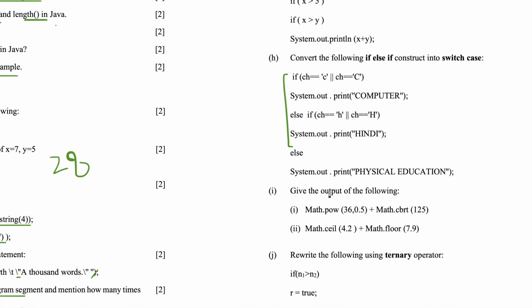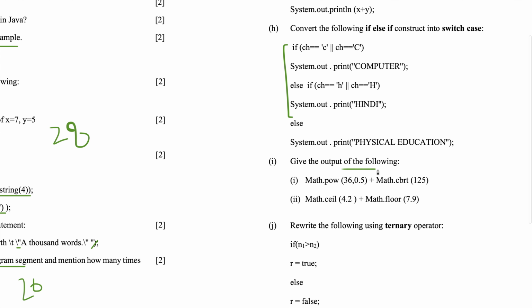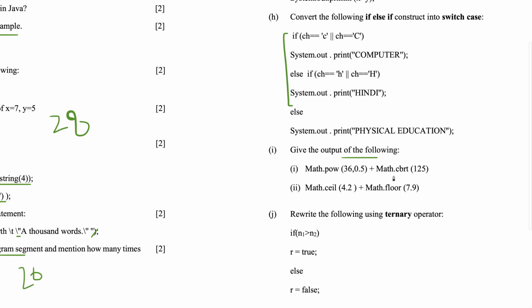Then we have, give the output of the following: Math.pow(36, 0.5) plus Math.cbrt(125). Now cbrt is basically short for cube root, and it is an inbuilt method in the Math class. So cube root is going to find the cube root of the argument that is passed. So this is going to return 5. And Math.pow(36, 0.5) is basically the square root, so this is 6. So 6 plus 5, 11, and the output will be 11.0.